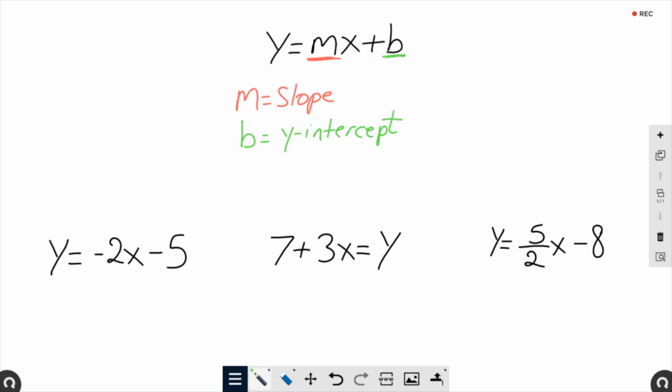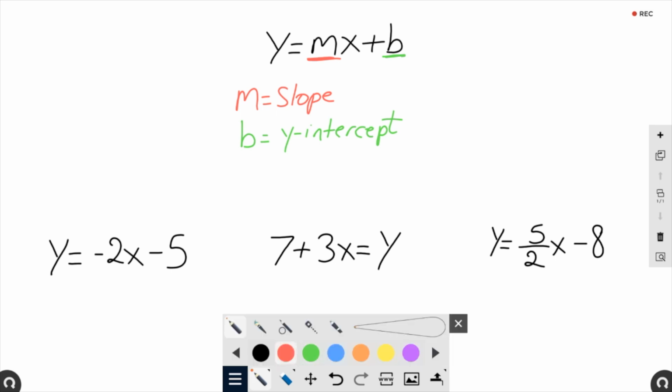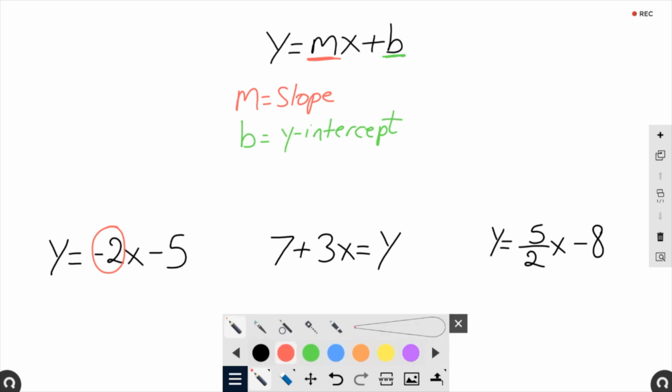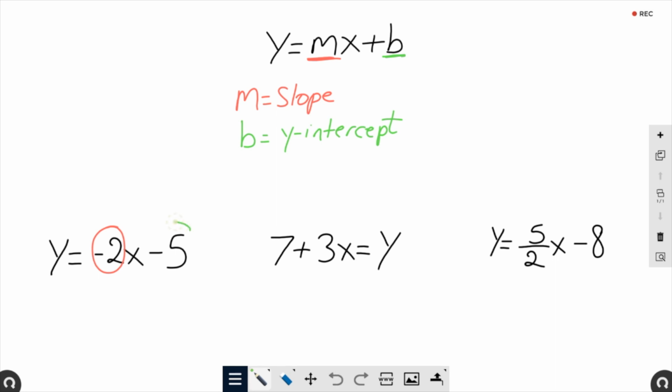So looking at these examples, I could circle in the first equation, my slope is -2, because -2 is my coefficient, is multiplying my x. And my y-intercept is actually -5 because I'm subtracting 5, so that makes that 5 negative.